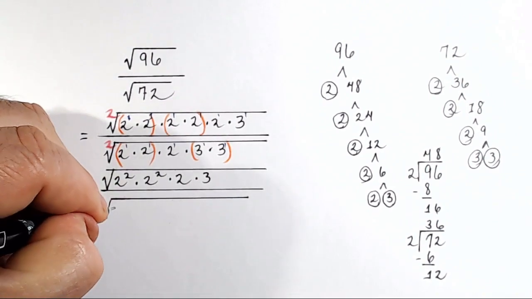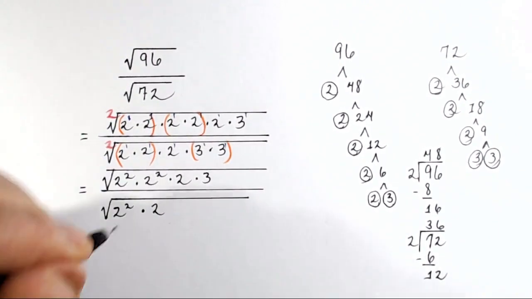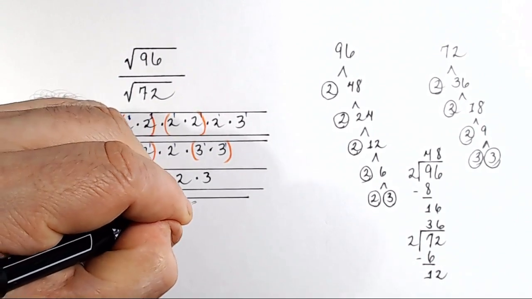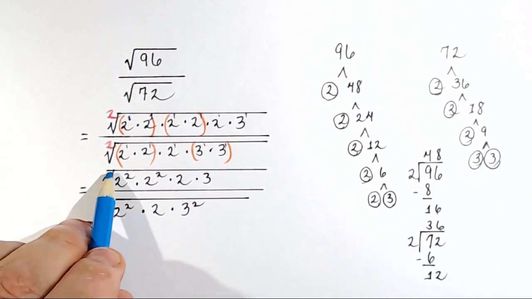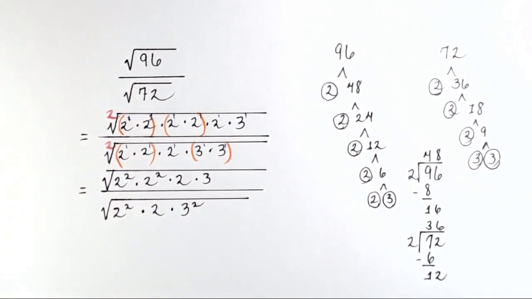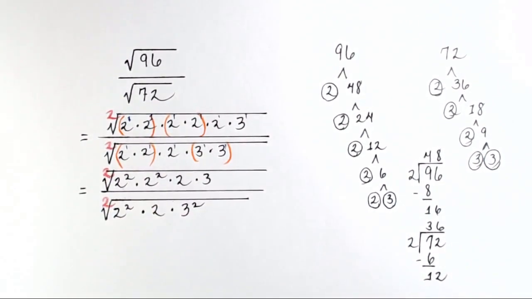And the bottom, the denominator, we've got 2 squared times 2 times 3 squared, right? You might still be wondering, how is that helpful to us? Because every time we find that we have a squared term underneath the square root symbol, when these exponents match the index values, we can pull the number out of the square root.